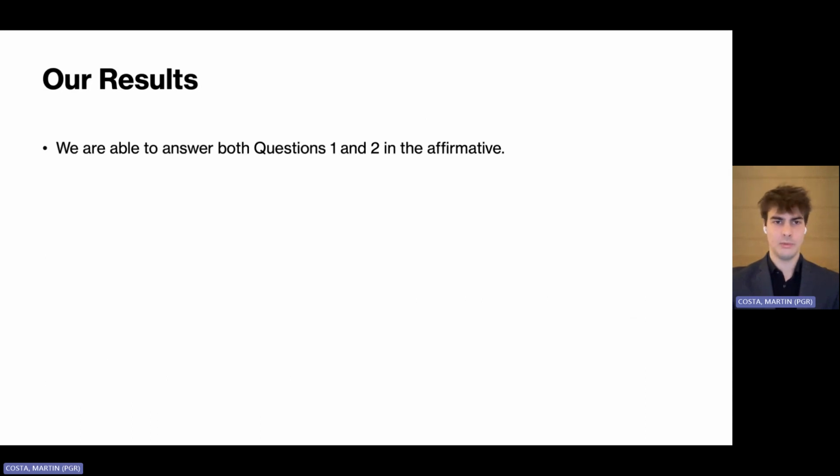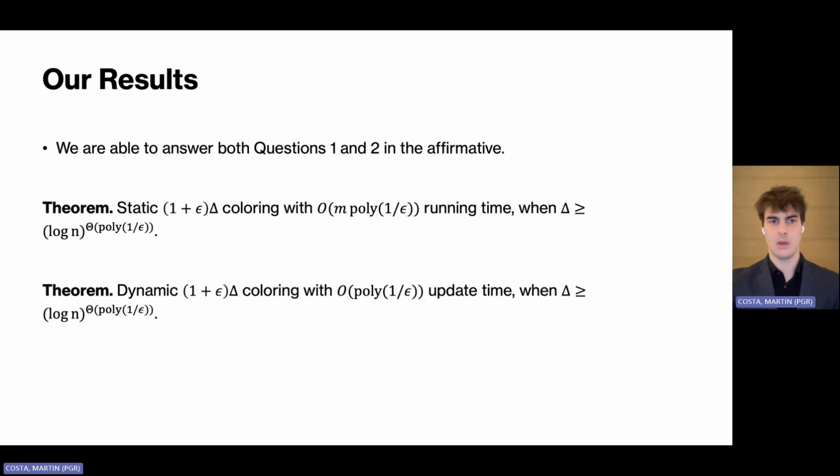So we were actually able to answer both of these questions in the affirmative, and we were able to produce the following 2 results. In the static setting, we get a (1 + epsilon) delta coloring in linear time, where epsilon is just some absolute constant, as long as delta is some sufficiently large polylog term, where the precise exponent in the polylog will indeed depend on this constant epsilon.